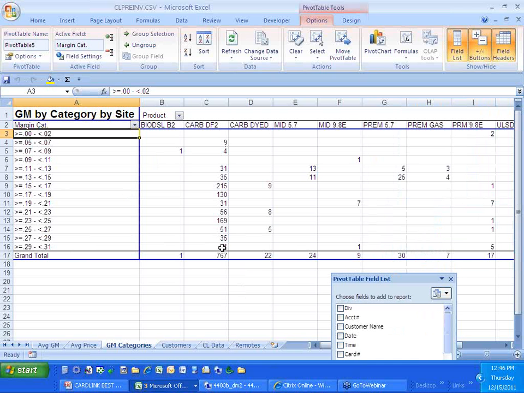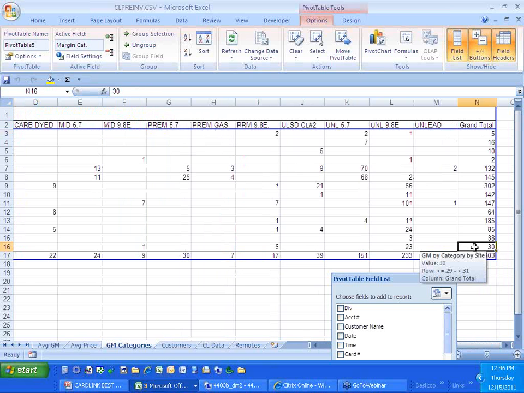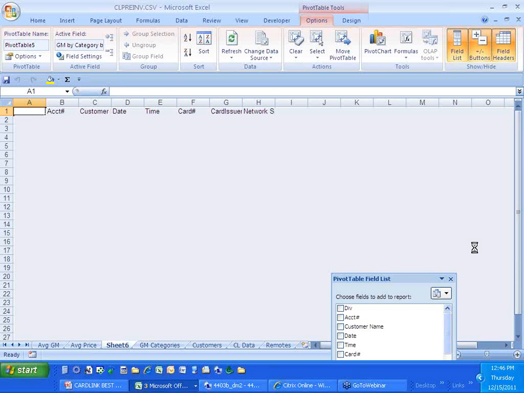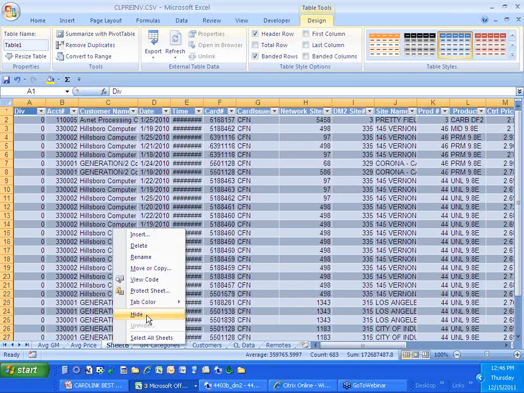And I can either click on this and see the one product, carb DF, that's out there, or I can go over here to the grand total, and this will show me every transaction I have out there that's over that 31 cents. So all it does is open up a new sheet with that detail. I can delete that sheet.